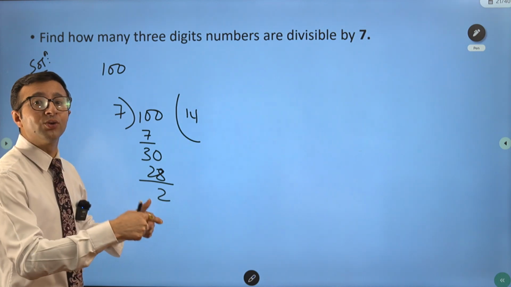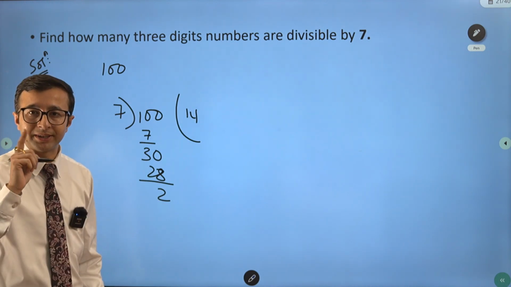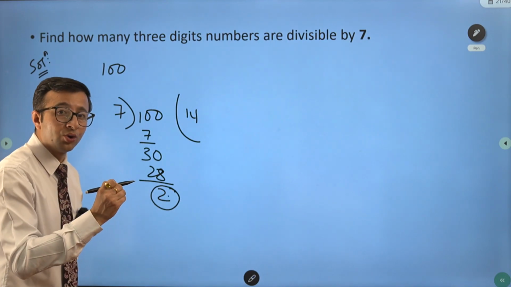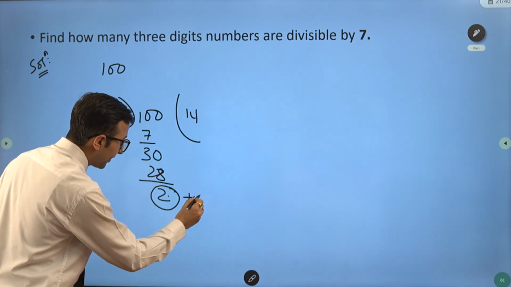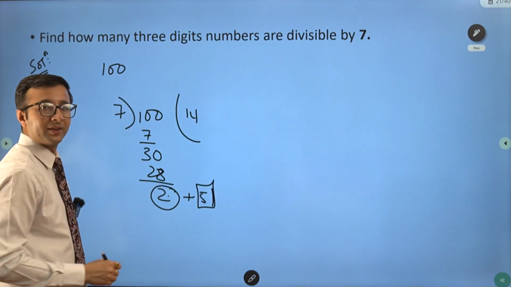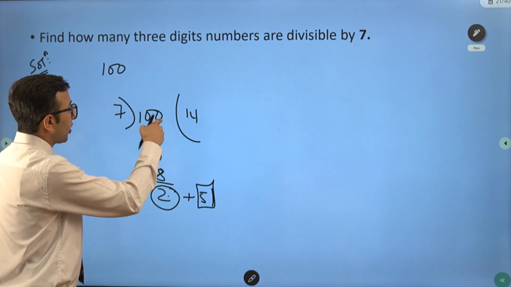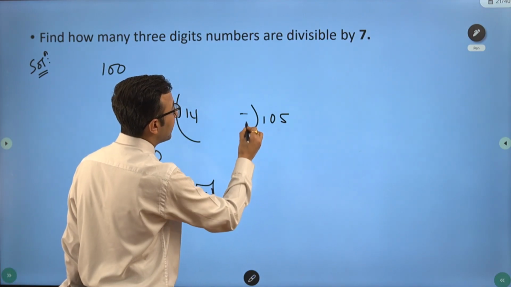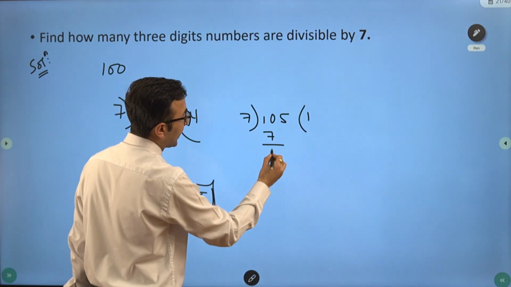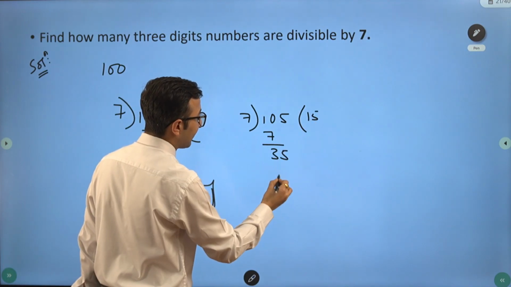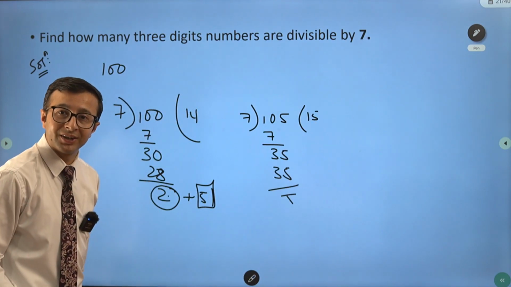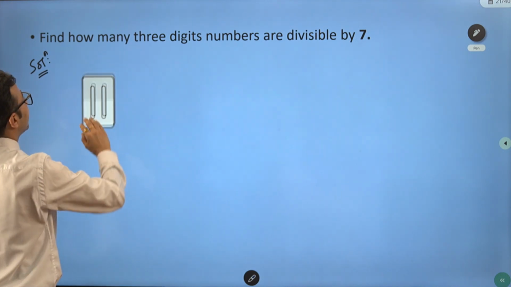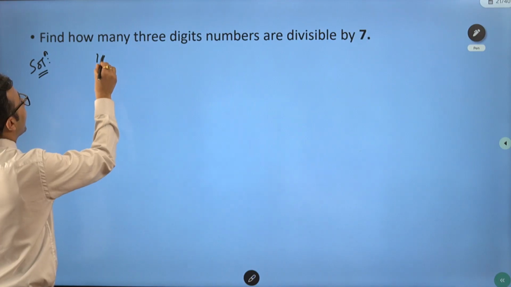So how to find the first 3-digit number that is divisible by 7? For that, which number should be added to this 2 to get 7? We need to add 5. If you add 5 here, this 100 will become 105. Check, 105 is definitely divisible by 7. 7 fives are 35. So we got the first 3-digit number that is divisible by 7. Clear? So the first number is 105.